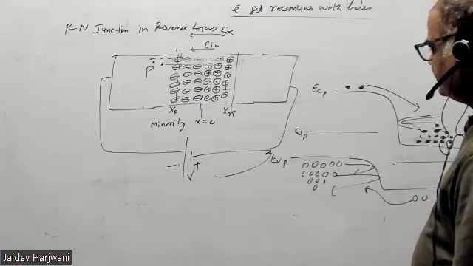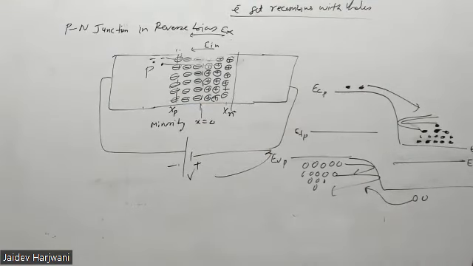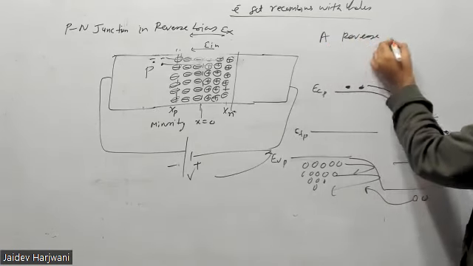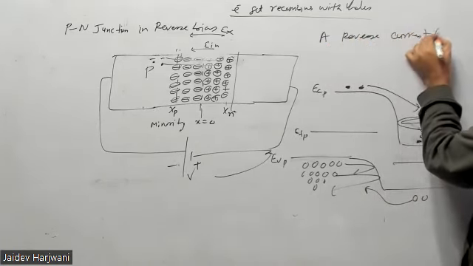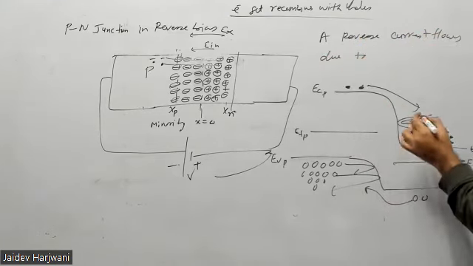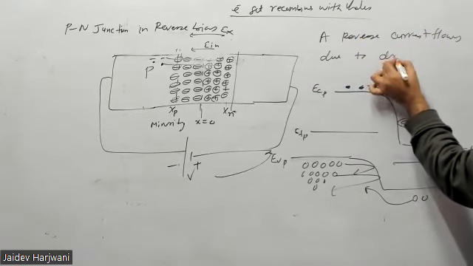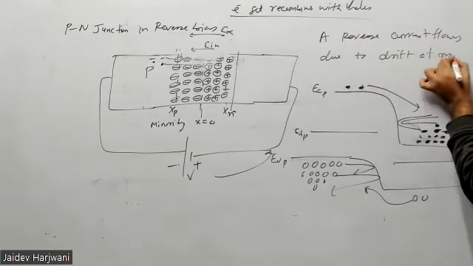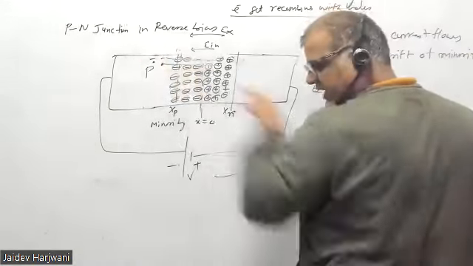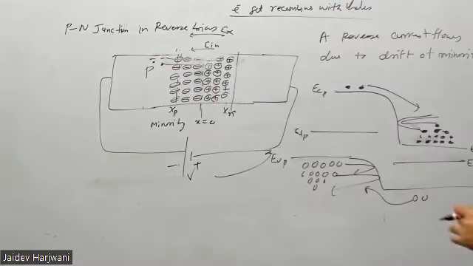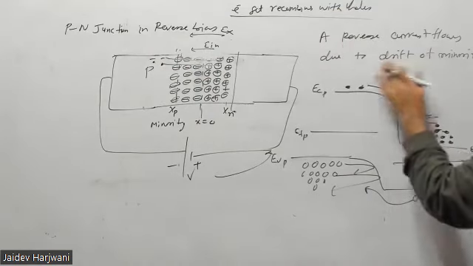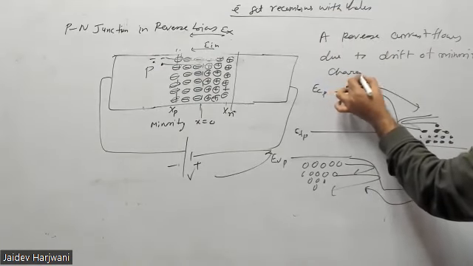So in reverse, when the p-n junction is reverse biased, a reverse current flows due to the drift of minority charge carriers. Because as soon as an electron comes here, this electric field will catch this electron and pass it to the other side of the section. So a reverse current flows due to the drift of minority charge carriers.